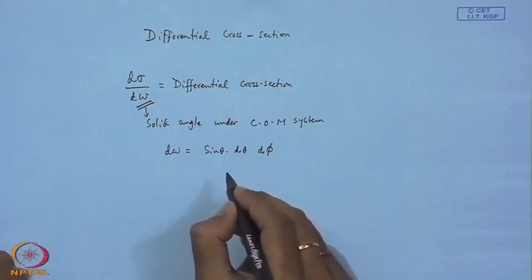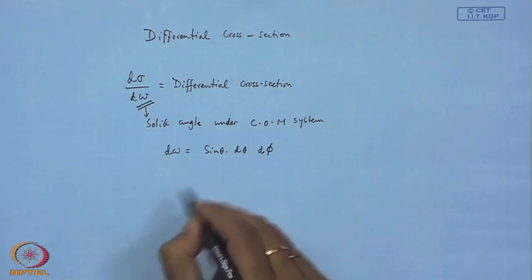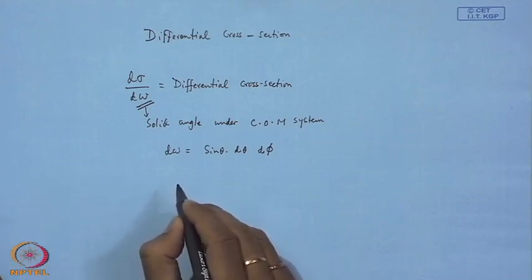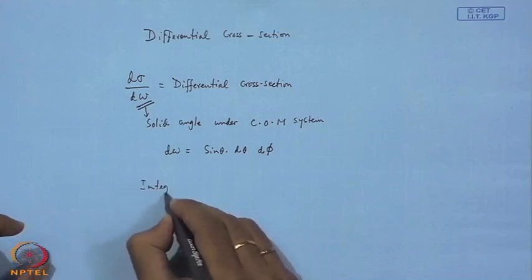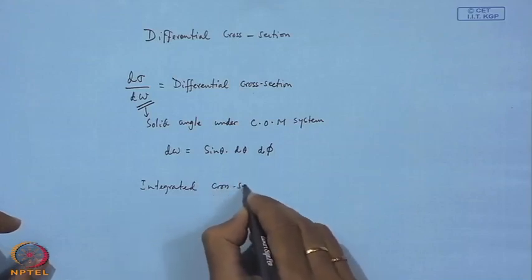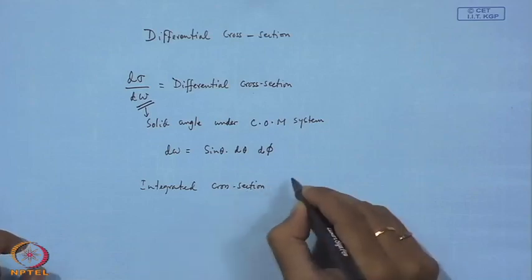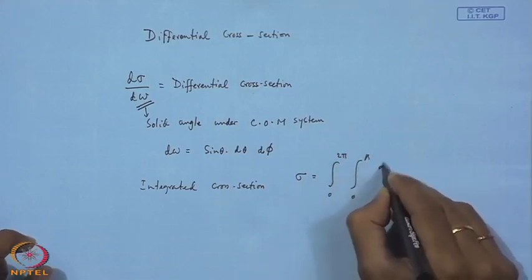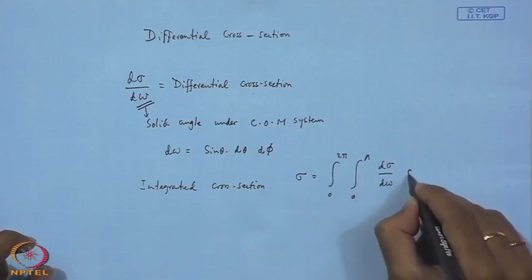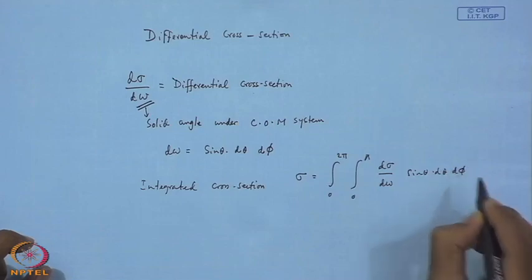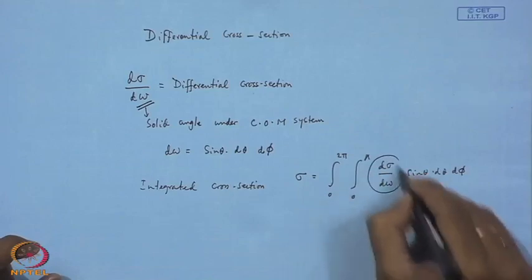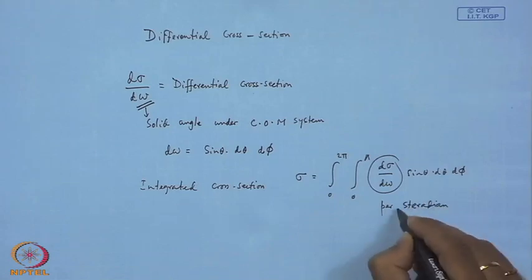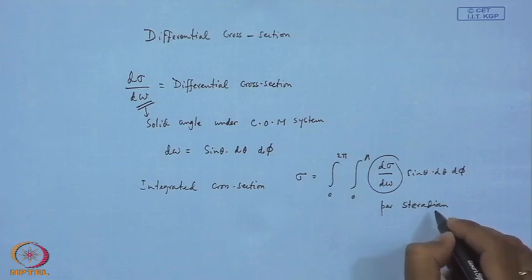So, if we integrate over the space, then you will get the integrated cross section, that is, the integral cross section. So, the integrated cross section sigma is equal to integration 0 to 2 pi, integration 0 to pi, d sigma d omega sin theta d theta d phi. Okay. And the dimension of this one will be per steradian, per solid angle in steradian.